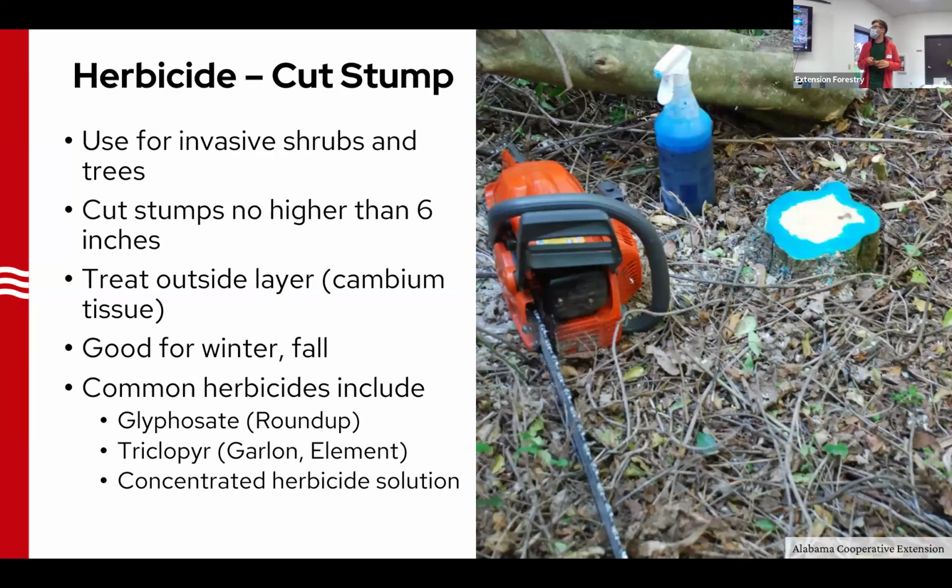Cut stump treatment, we talked about this a little bit when it came to invasive shrub management. Here we're just using a chainsaw or brush cutter, and we're cutting those stumps and then actually applying an herbicide to the outside of that stump. That herbicide is going to move through to the root system. This is a great method to use in the winter and the fall. Common herbicides that we use for this are going to be Roundup, as well as Garlon and Element. We're going to use a more concentrated herbicide solution to do this.